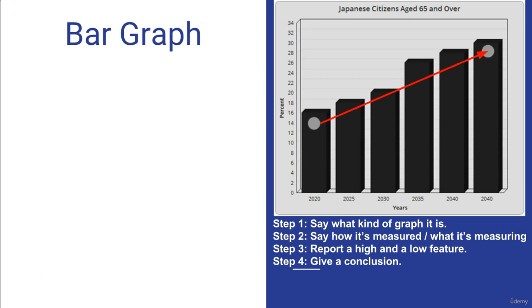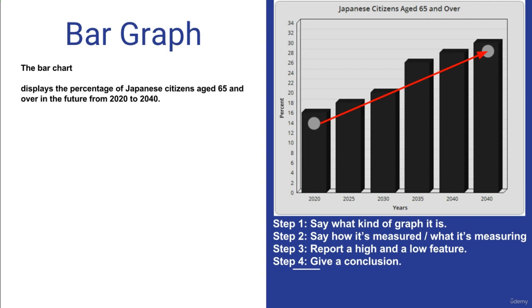So we can first say what kind of graph it is. It's a bar graph or a bar chart. And what is it measuring? It displays the percentage of Japanese citizens age 65 and over in the future from 2020 to 2040.